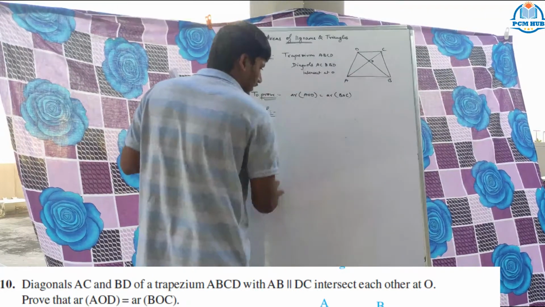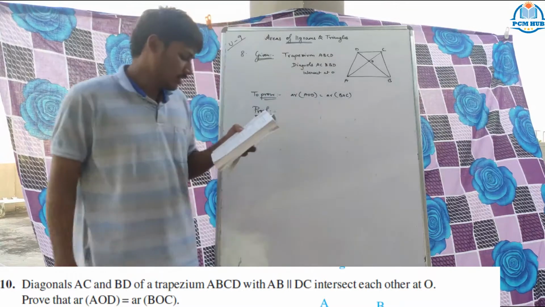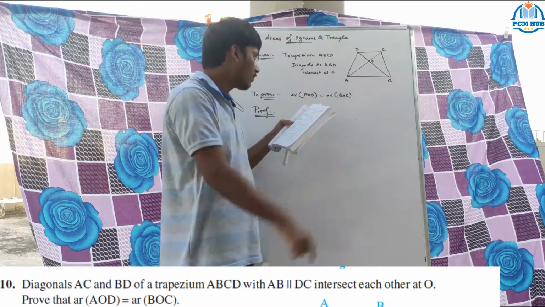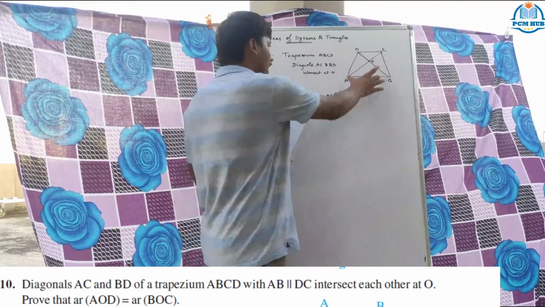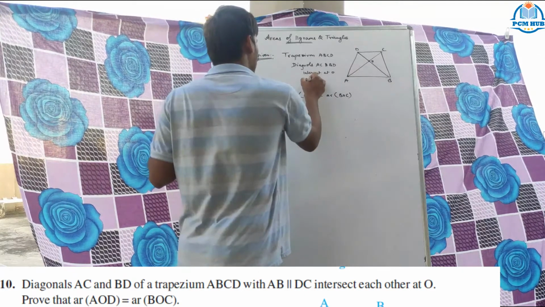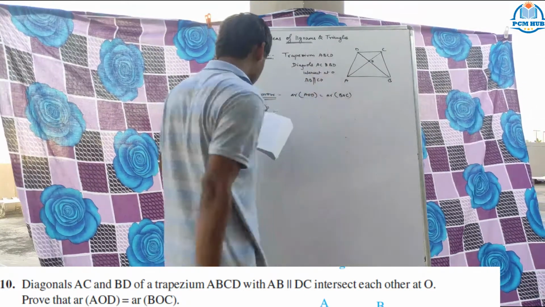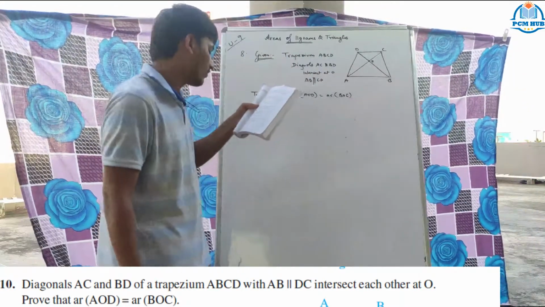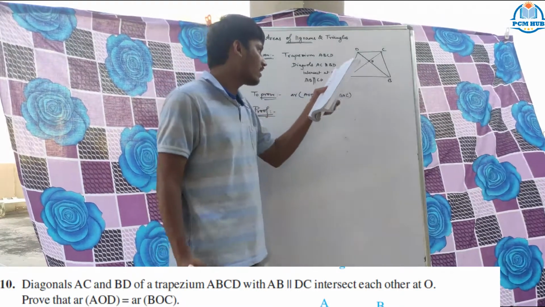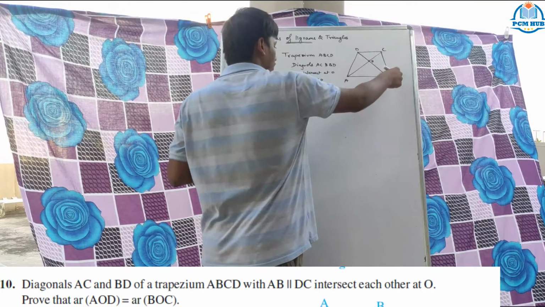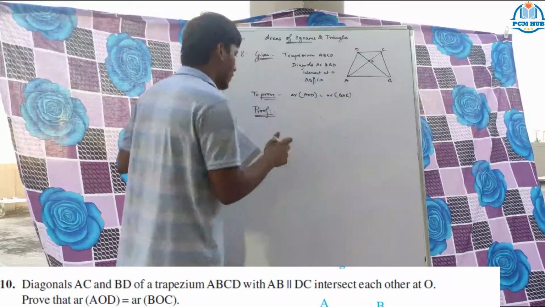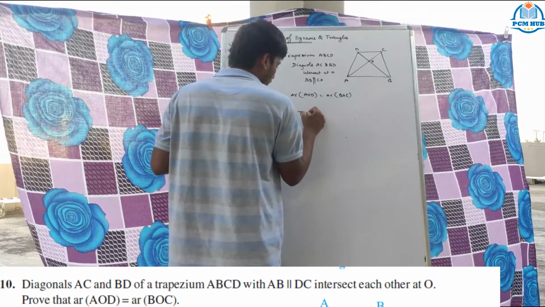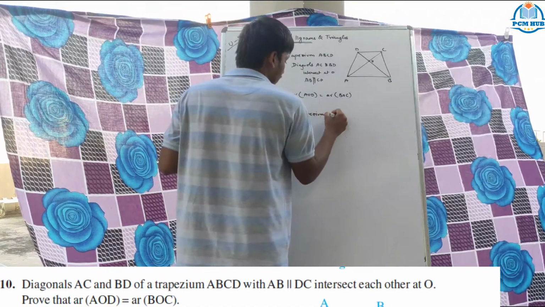is about a trapezium named ABCD. The diagonals AC and BD of a trapezium ABCD with AB parallel to CD, it is given, intersect each other at O. Okay, the diagonals are intersecting each other at O. Then prove that area of triangle AOD equals area of triangle BOC. Therefore, you can take that in trapezium ABCD.